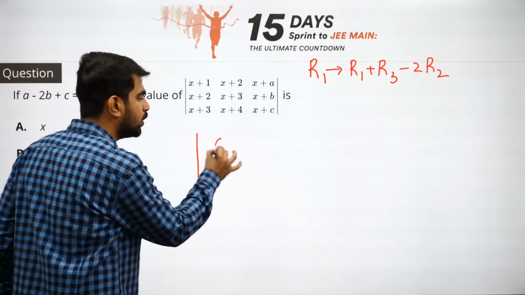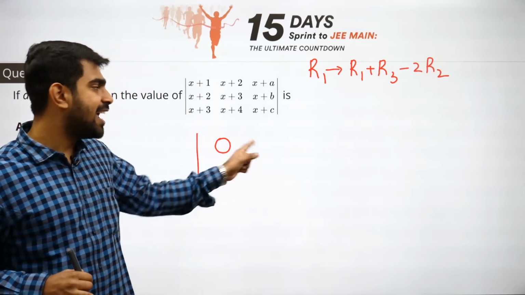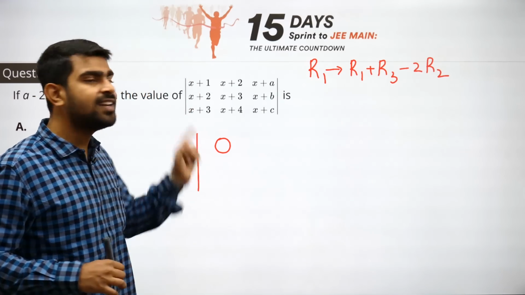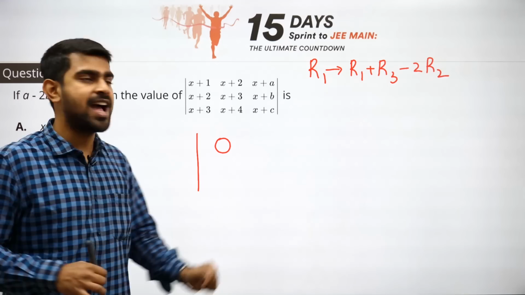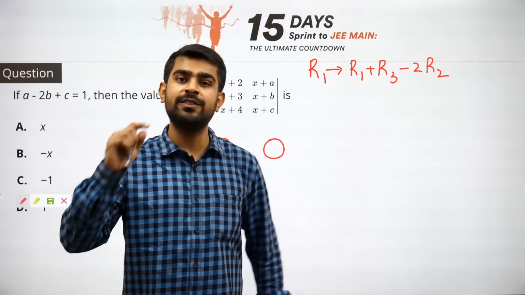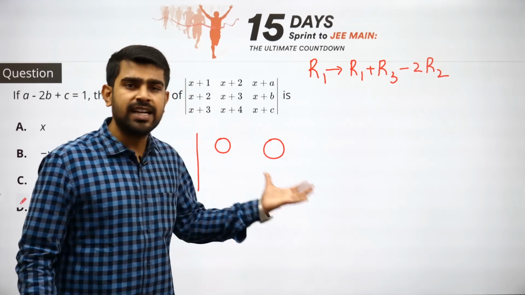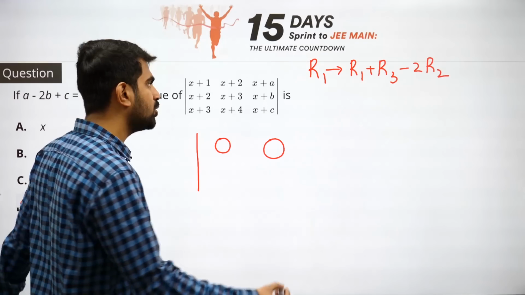So I got 0 here. Now, what do you think the second element will be? That will again be 0. So I got 2 zeros in one shot, which is super amazing in an exam like this. Because we are almost done, guys. The question is almost done. Let me show it for you.